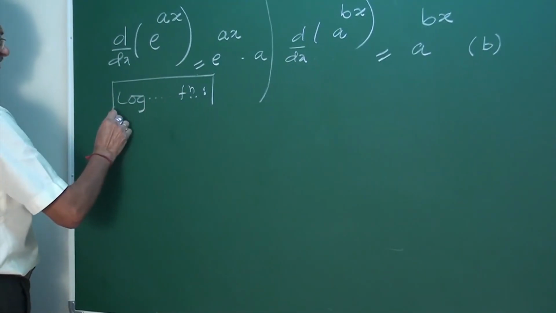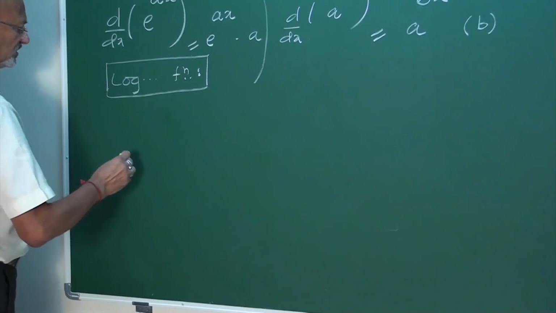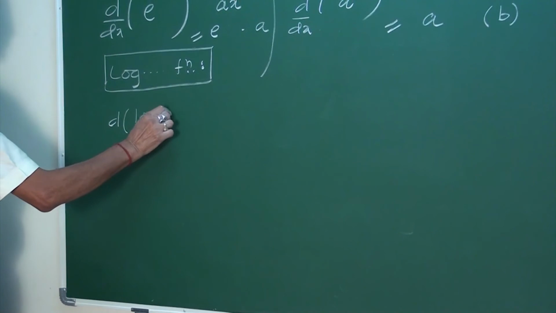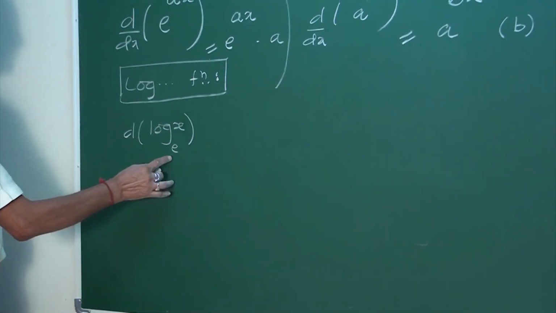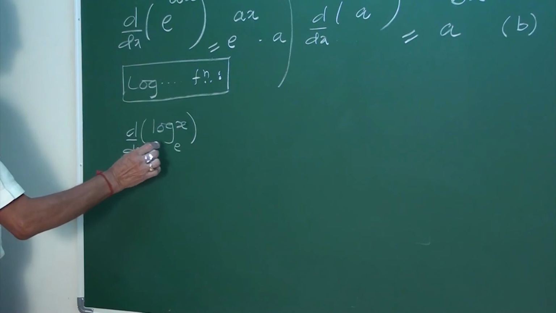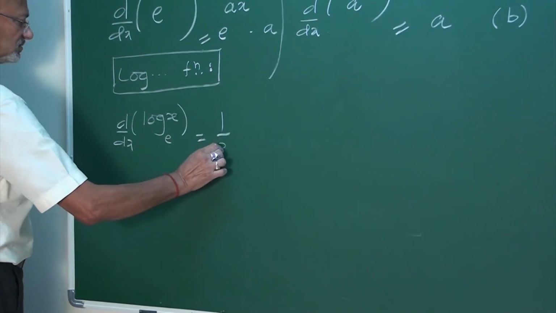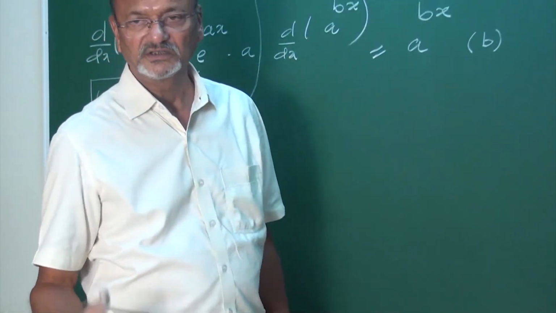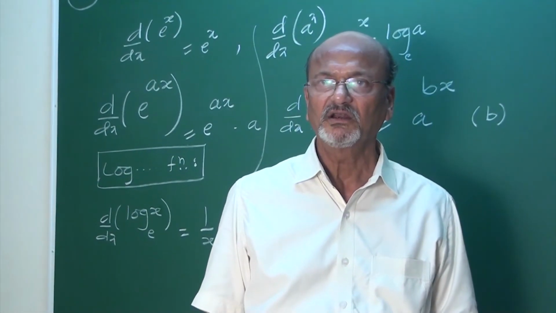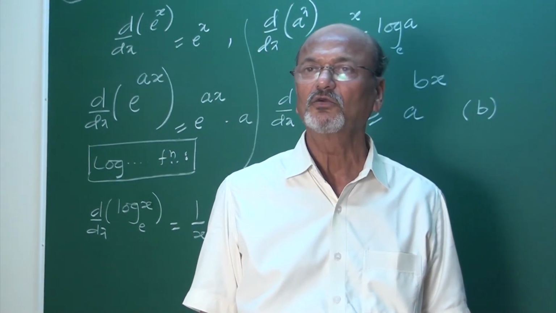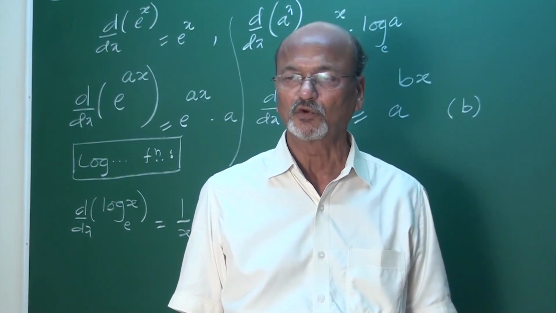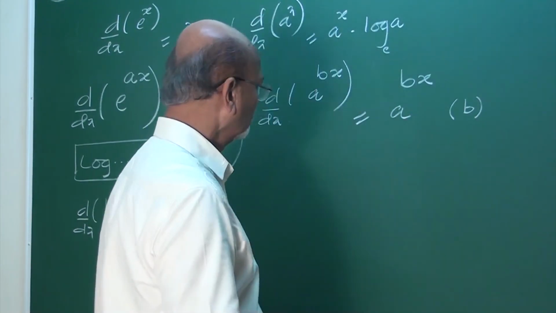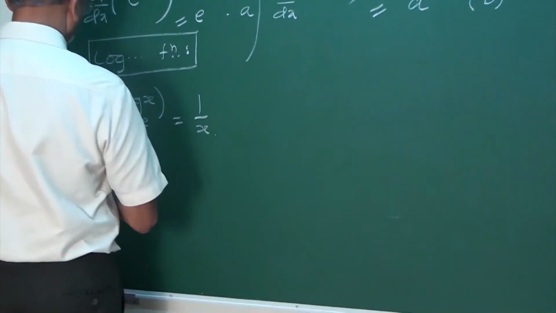My friends, in this case, there are two things. The derivative of log x to the base e, our usual base, with respect to x, is what? 1 by x. I told you they have not mentioned the proof of how we get it. When they have not mentioned it, I don't want to tax the students by giving its proof. So you should remember it is 1 by x. What is the other one?